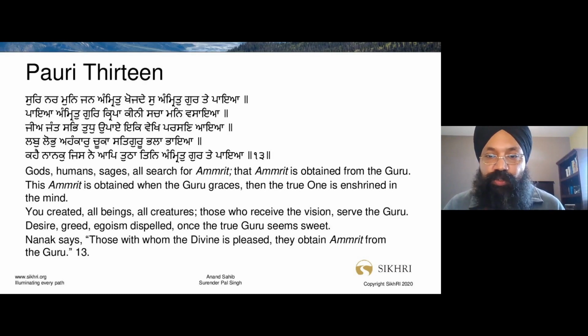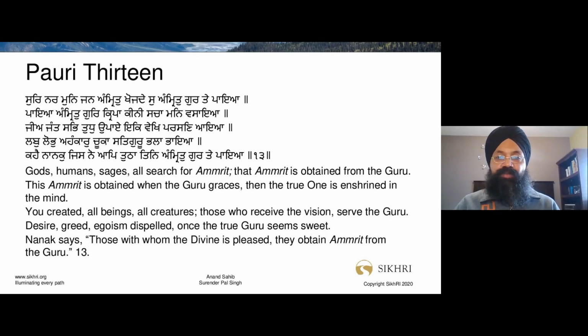So the Guru says, Sur nar munijan amrit khoj de, su amrit gurte paya. Sur, nar, munijan: gods, deities, the humans, the sages, everyone's looking for that elixir of life, that immortality. Everyone wants to stay alive. But the trick is, nobody has really found that Amrit. Where can one find that Amrit? Su Amrit, that Amrit, Gurte Paya. That elixir of life can only be obtained from the master alchemist, if I have to say that, and that is the Guru.